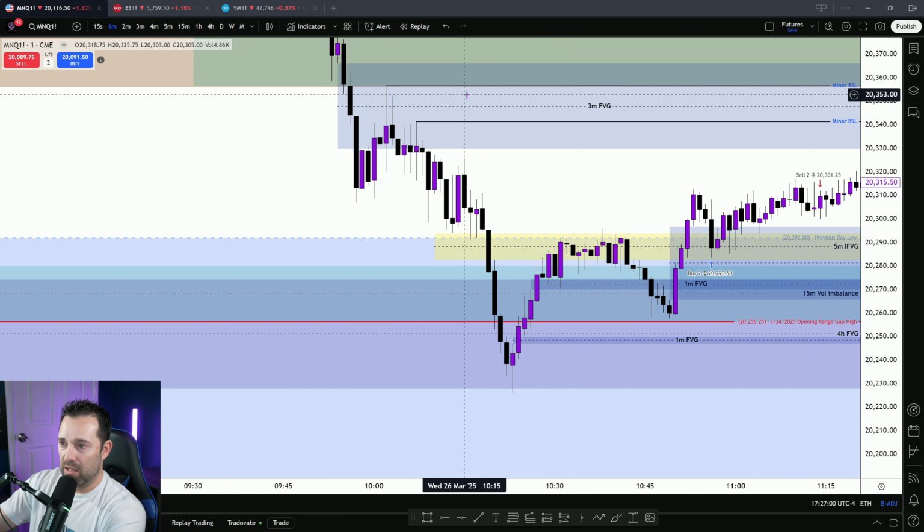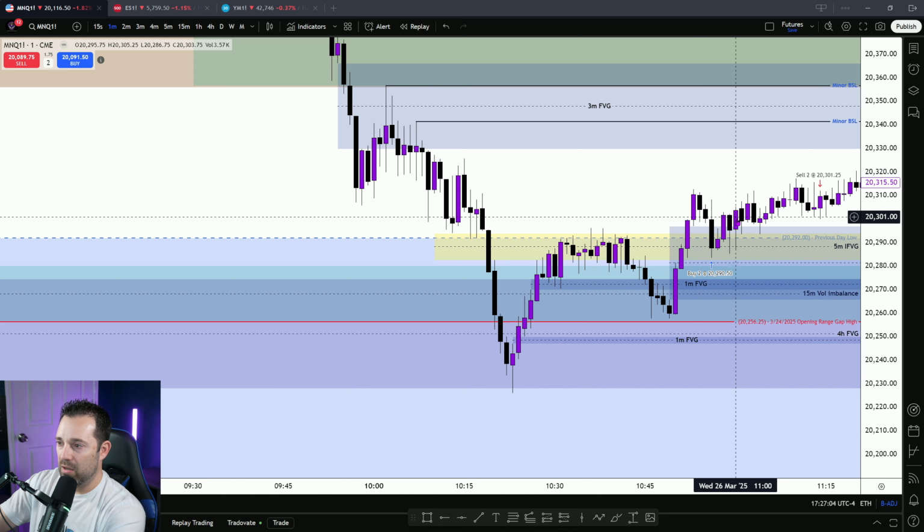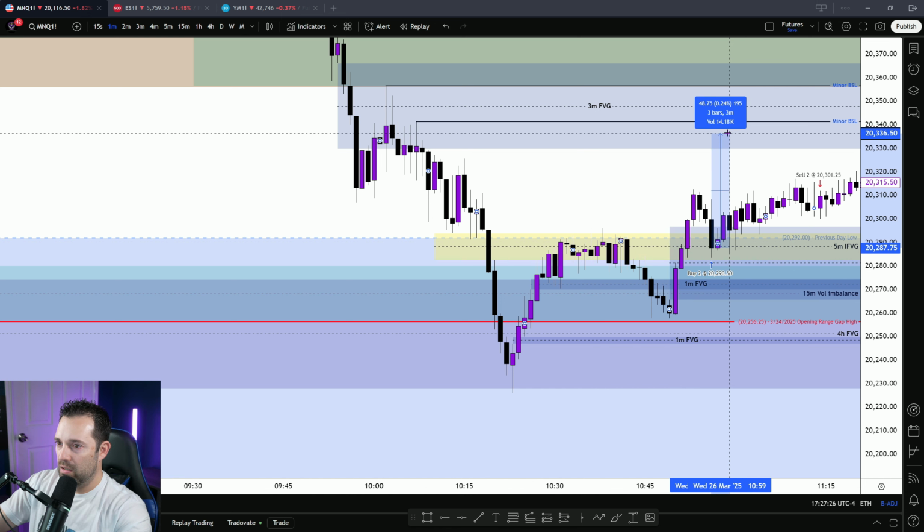And then at this high, inside this 3 minute fair value gap. So I got minor buy side marked there. So I was like, yeah, if I take a trade, obviously you can see I got in at 290.50, which is up here. I was really wanting to get in at this low point. But anyways, 290.50.